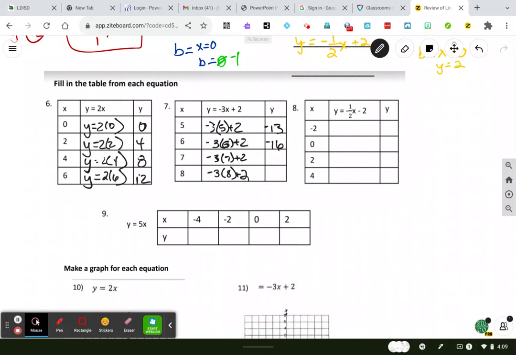-3 times 7 is -21, plus 2 is -19. -3 times 8 is going to give you -24. I'm sorry, not times 2. -3 times 8 is -24, and then you're going to add 2 to it, and it's going to be -22.